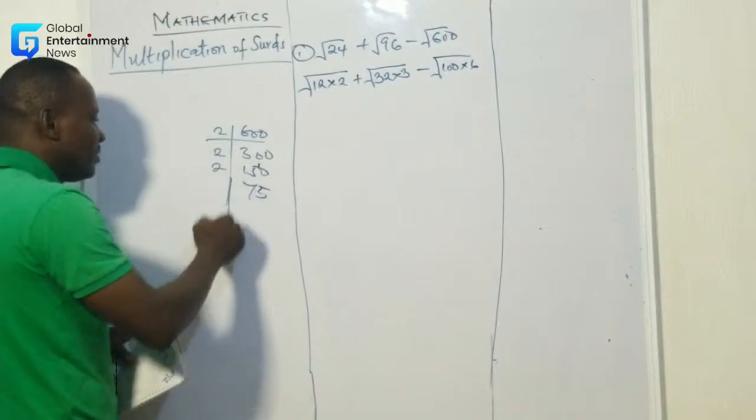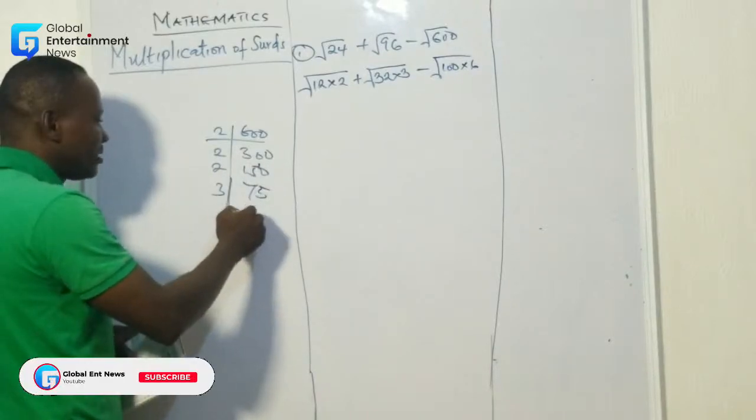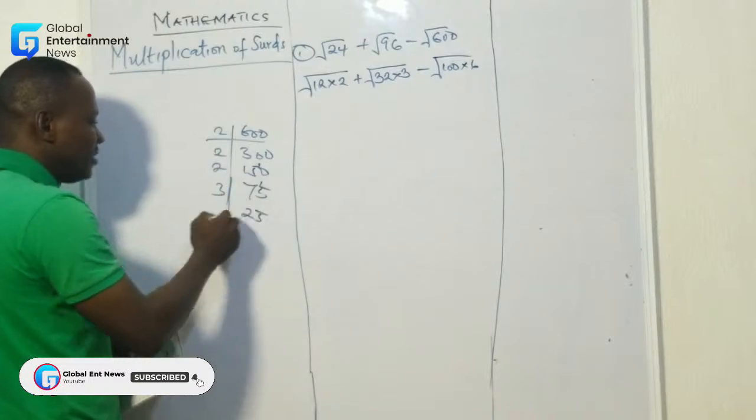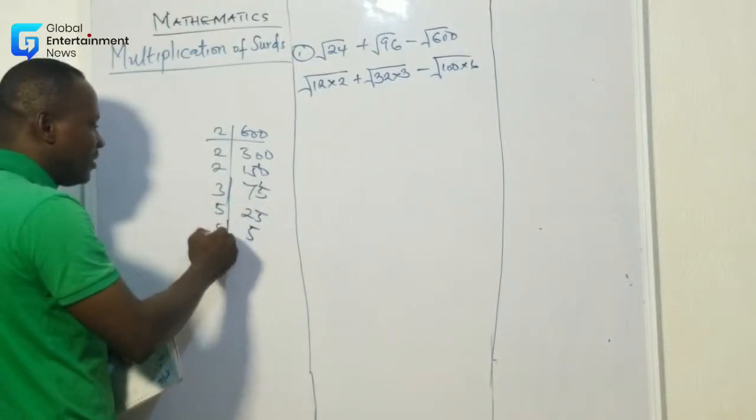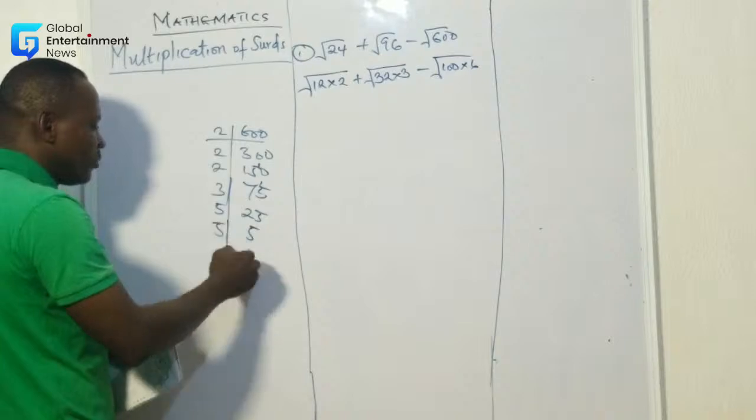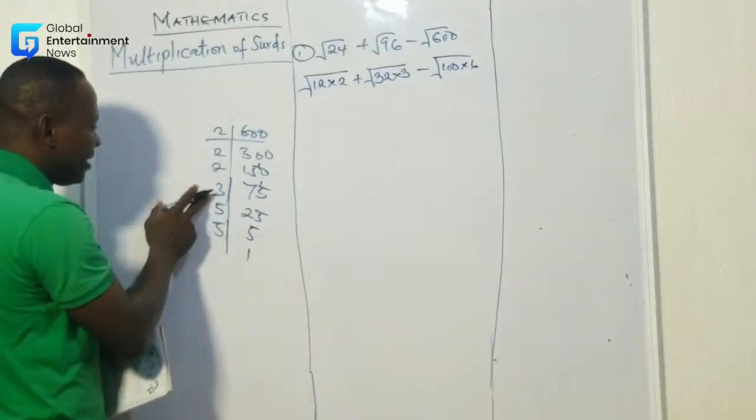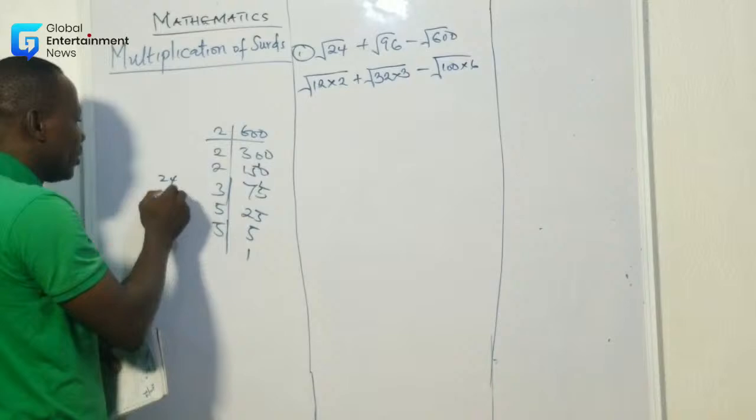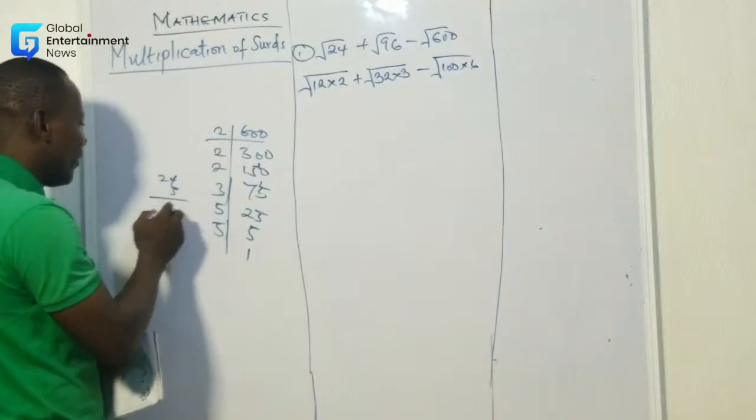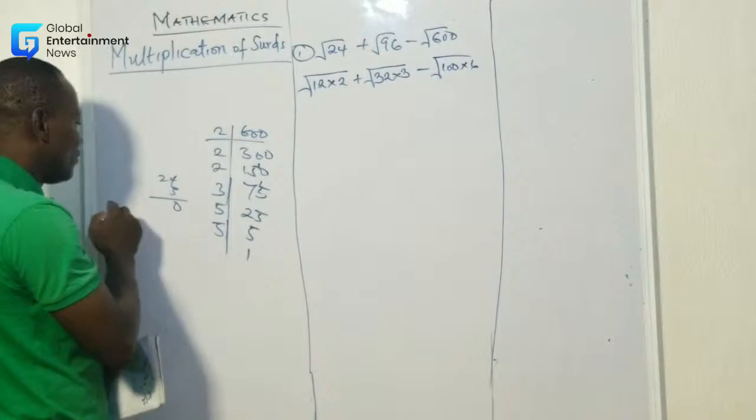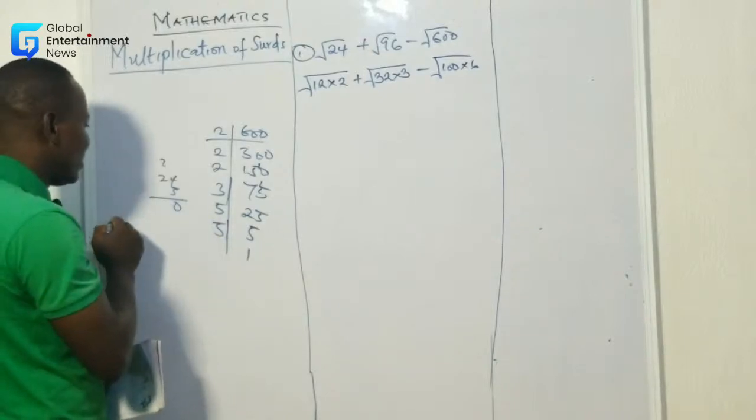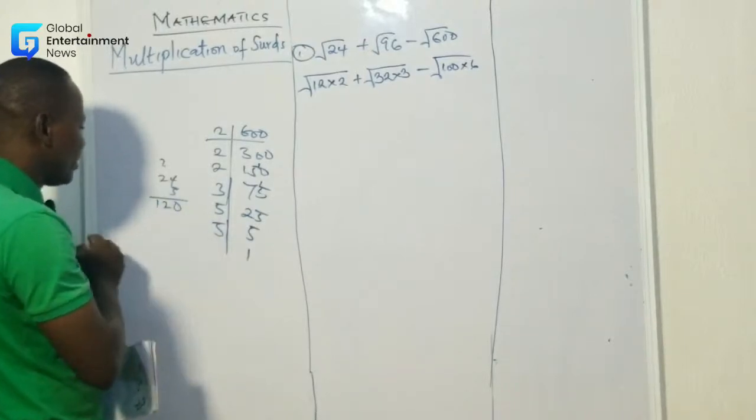Then 3 here we have 25. Then 5 can go here, 5 here we have 5, 5 here we have 1. 2 times 2 is 4, 4 times 2 is 8, 8 times 3 is 24, 24 times 5 is 120.